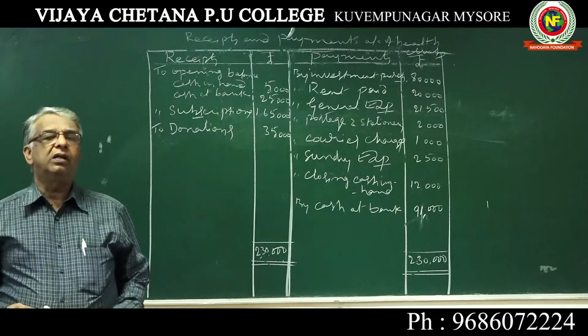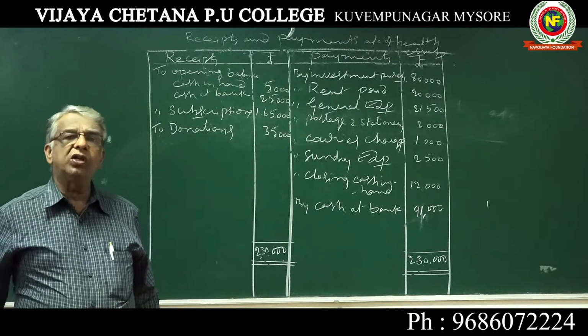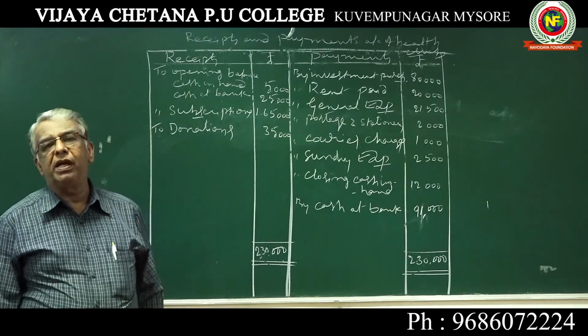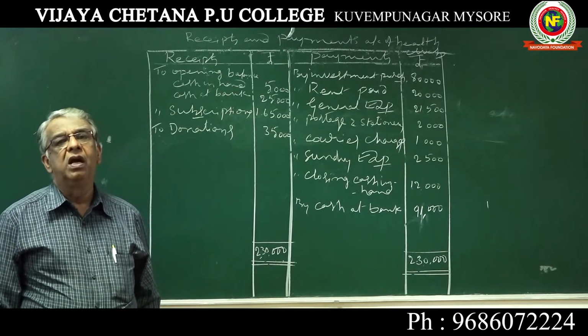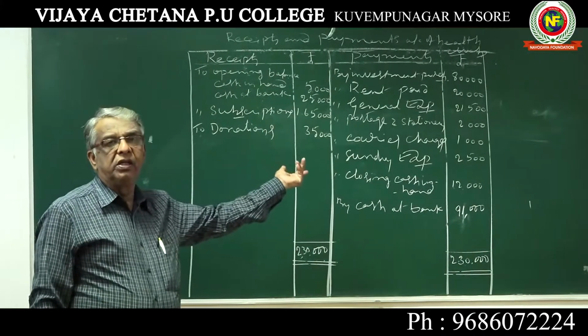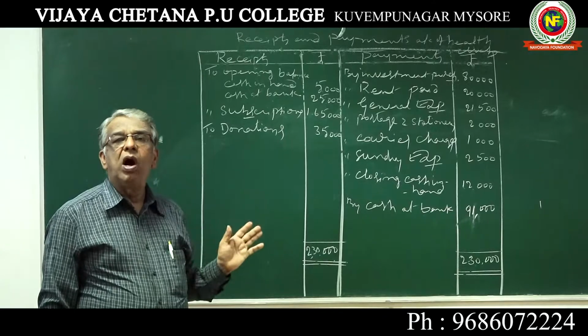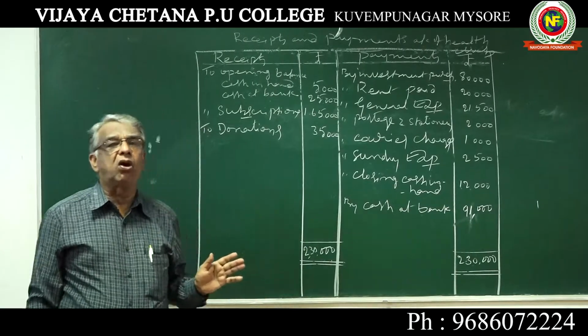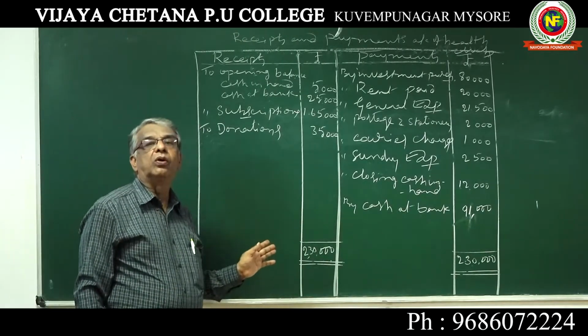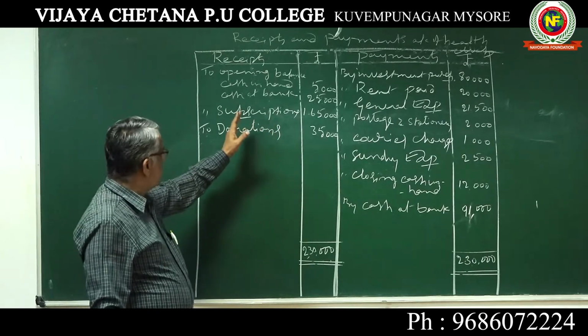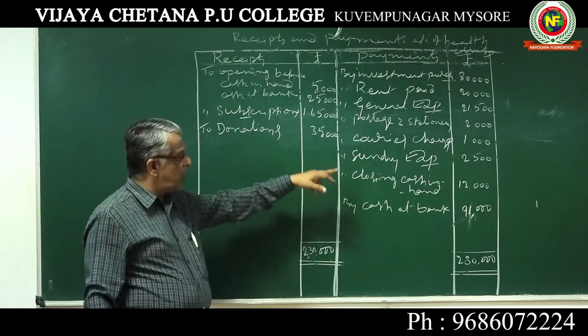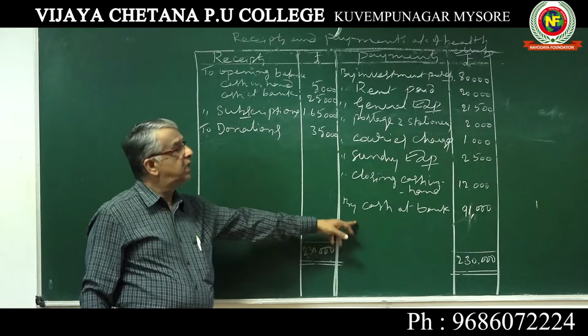In examination, they are going to ask to prepare income and expenditure account with the help of receipts and payments account. Because here why I have prepared this is to know how to prepare receipts and payments account with the help of the cash book. As you know, in this receipts and payments account, we have taken into account the opening cash and closing cash in hand and cash at bank.